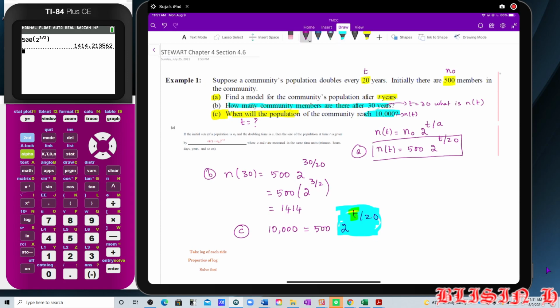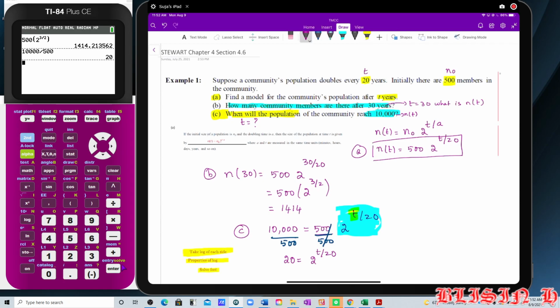So first I need to divide both sides by 500, which will eliminate this 500. So 10,000 divided by 500: two zeros would go off, so 100 divided by 5. If not, you can use your calculator. So I have 20 is equal to 2 to the power of t over 20. The base is 20 on the left and 2 on the right, so I cannot use the properties of exponents to equate. Therefore I need to follow these steps: take log each side, then use the properties of log and then solve for t.